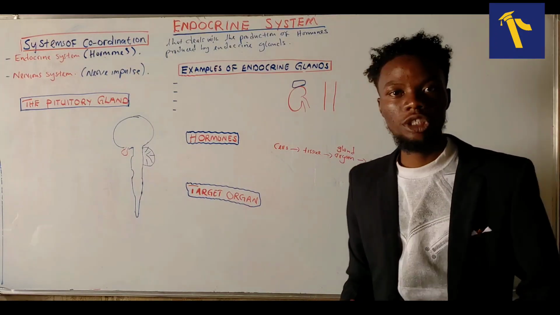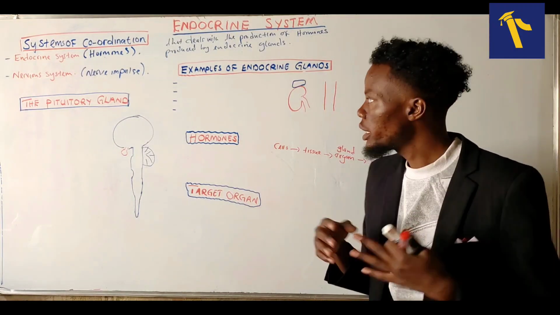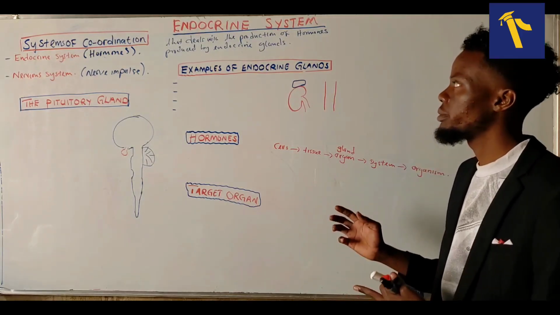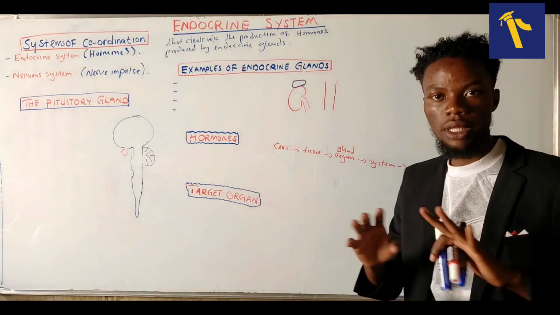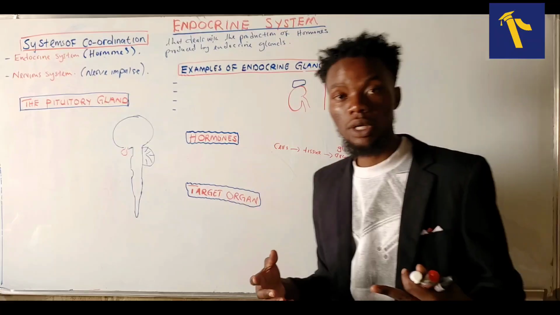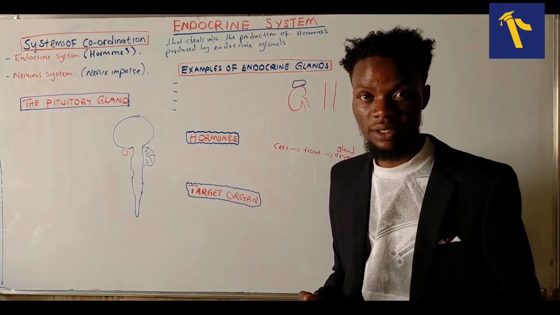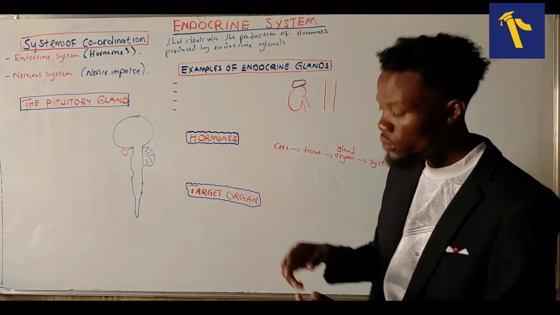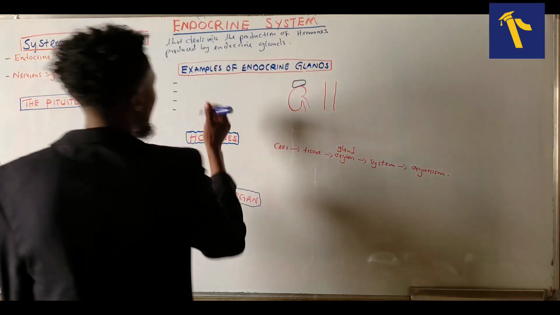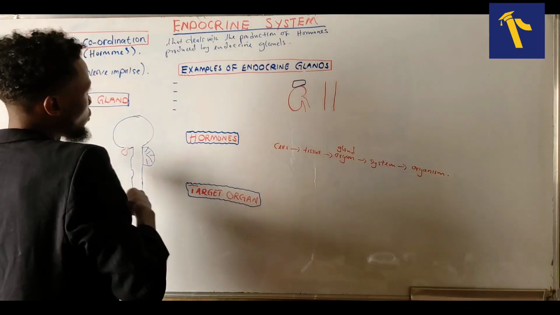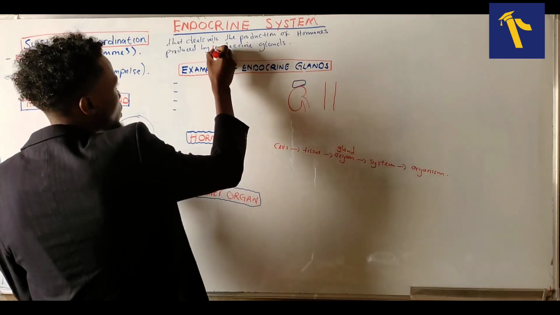Okay, so since we are pretty clear about the two systems of coordination, then let's go to the endocrine system. Since we said it is a system that deals with the production of hormones by endocrine glands. Okay, so now since we've introduced the new word, endocrine gland, let us use this word.